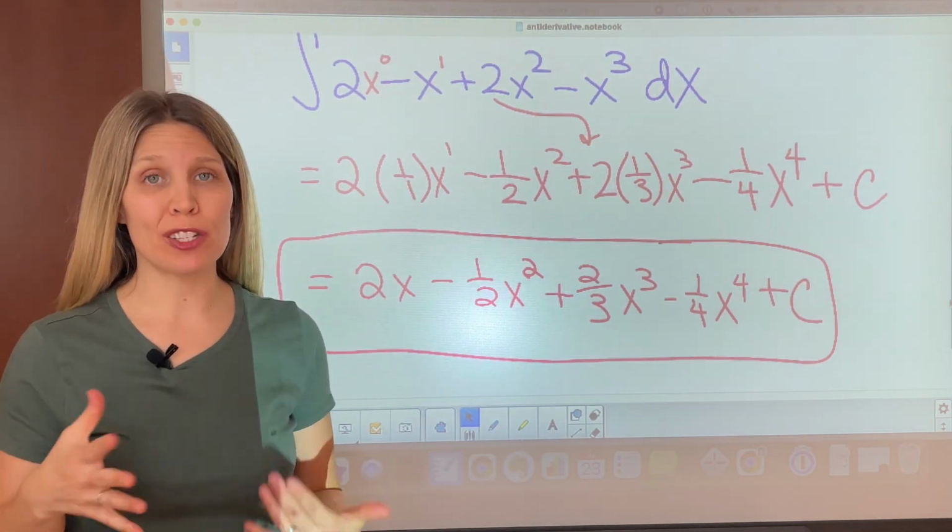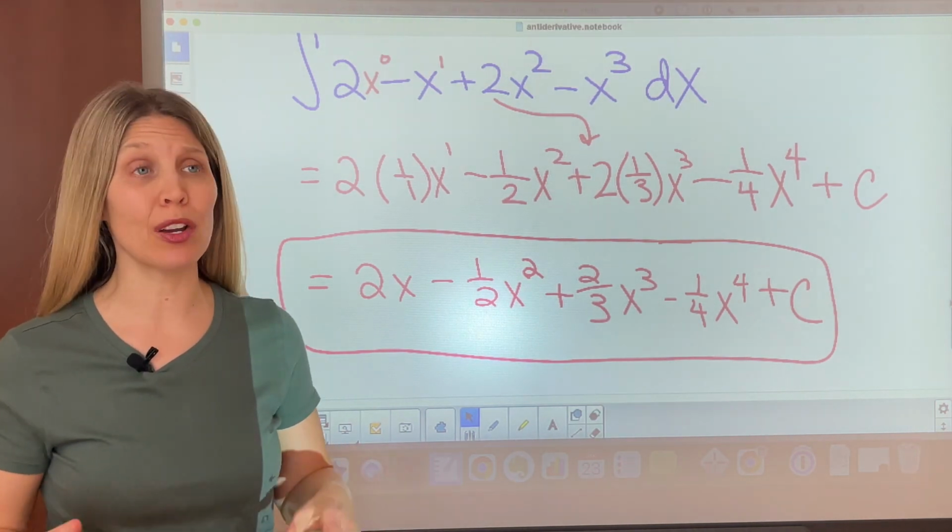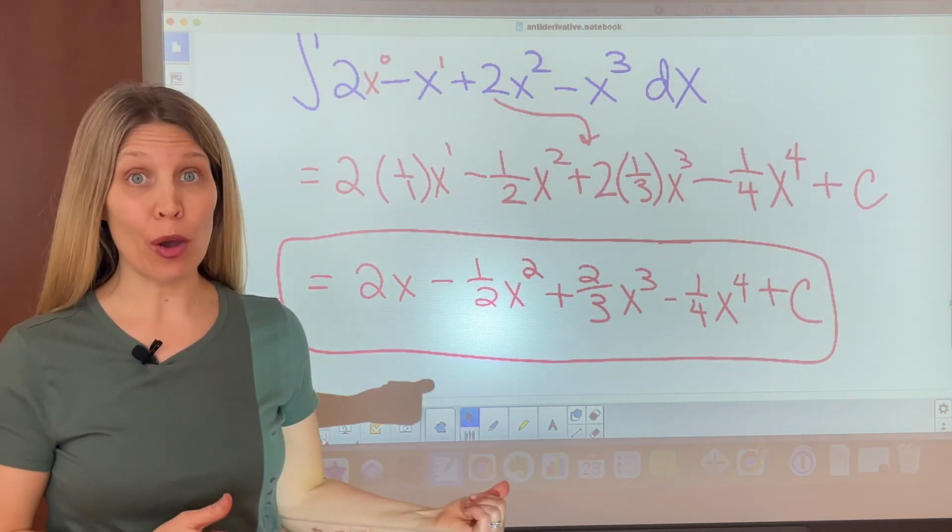So you just learned the biggest twist to calculus. It's undoing the derivative. It's called the antiderivative. It's called integrating or integration. Hopefully this helped explain it a little bit better.